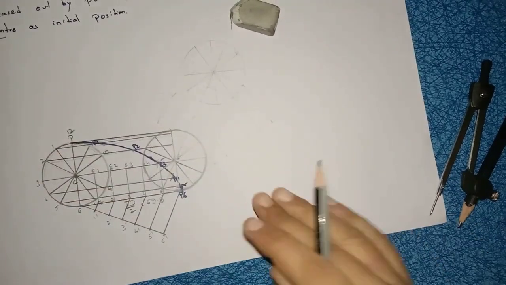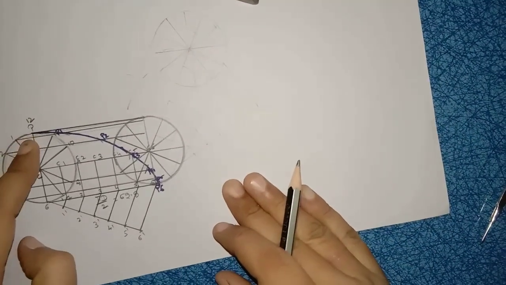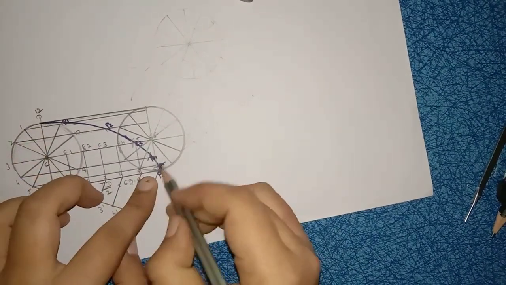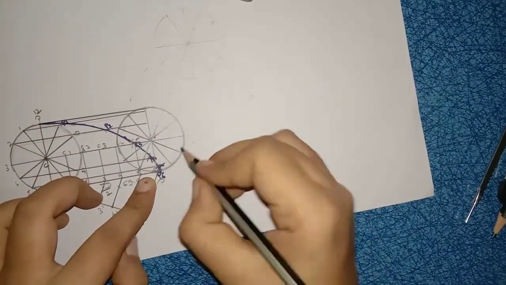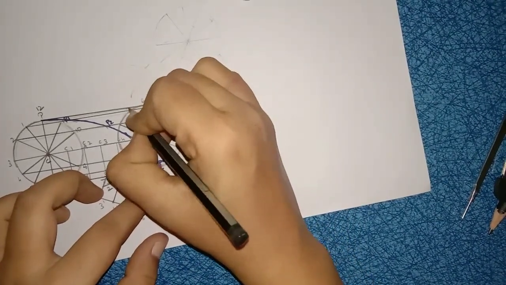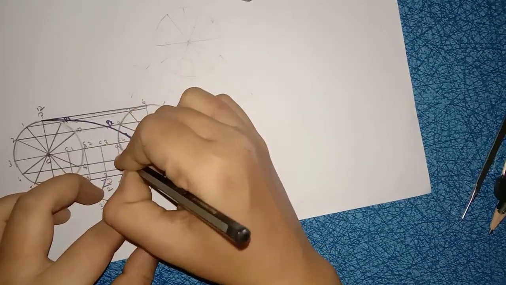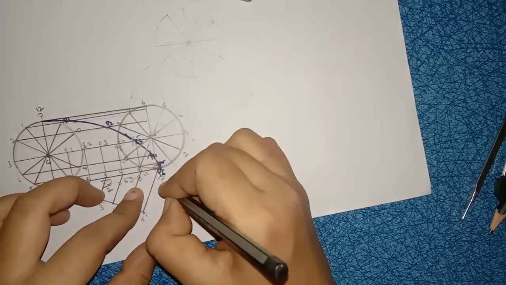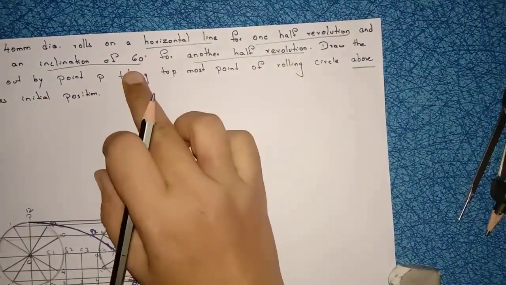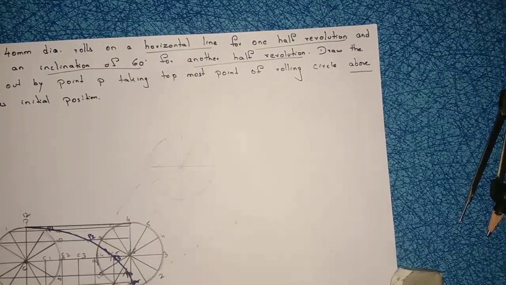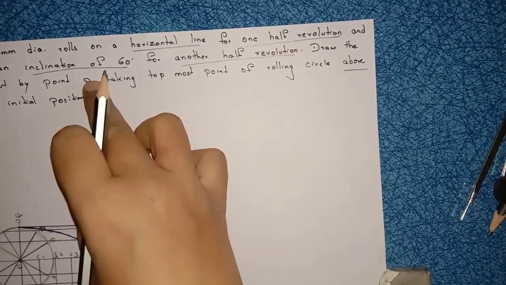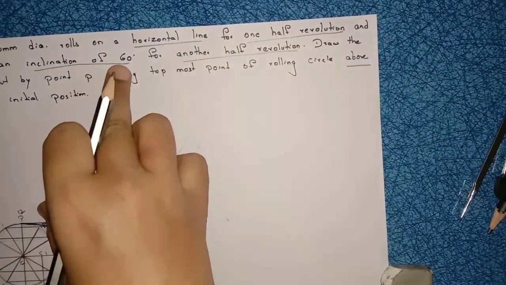Right? After that, what we have to do, see, this is the starting point of the curve and this is the ending point of the curve. Right? So name it as P. Give numbers in anti-clockwise direction 3, 4, 5, 6, 7, 8, 9, 10, 11, and P point will be your 12th point. Now another half revolution, it makes an angle of 60 degrees.